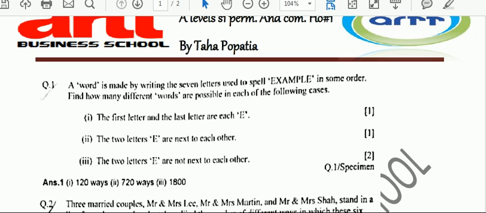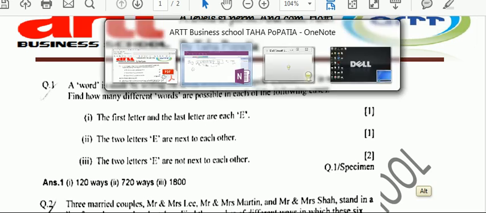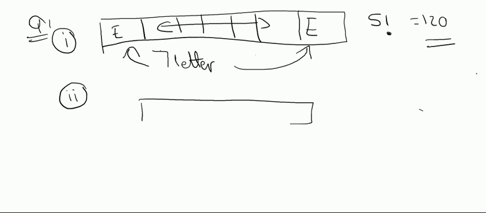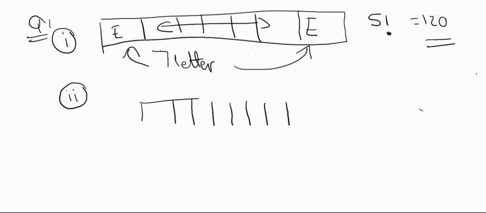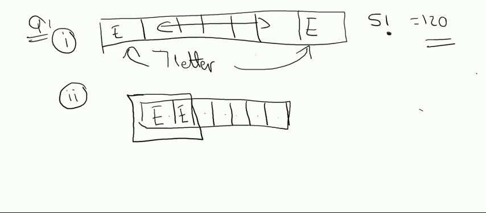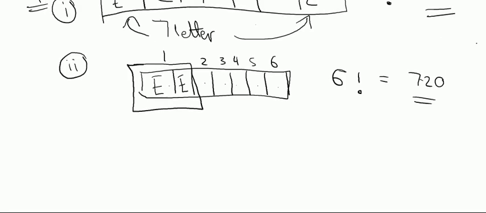The next part says that the two letters E are next to each other. Now if the two letters are next to each other, and we have 7 letters in total, which will make it 1, 2, 3, 4, 5, 6 and 7, and both E's are together, these both E's make a block in itself. Now this is our first block, this is second, third, fourth, fifth and sixth. All of them can arrange themselves in 6 factorial ways, and 6 factorial is equivalent to 720. Moving on to the third part.